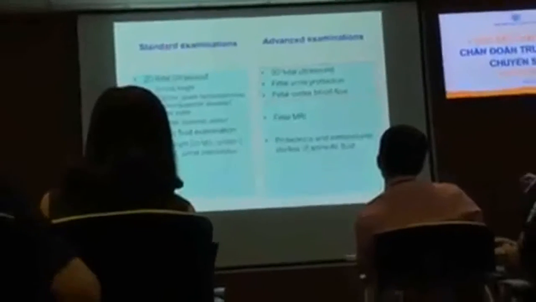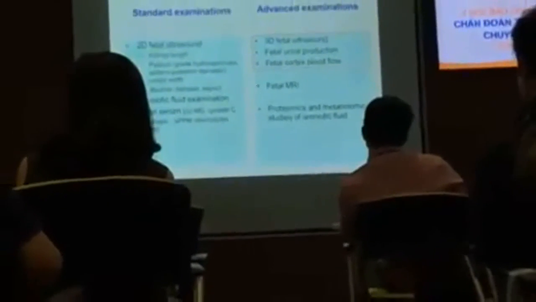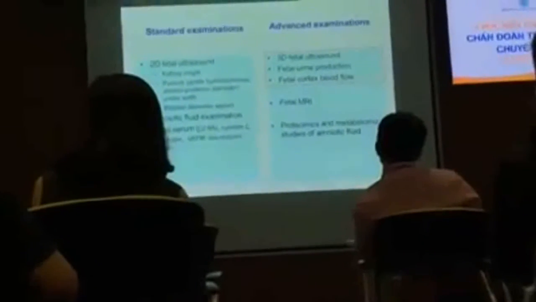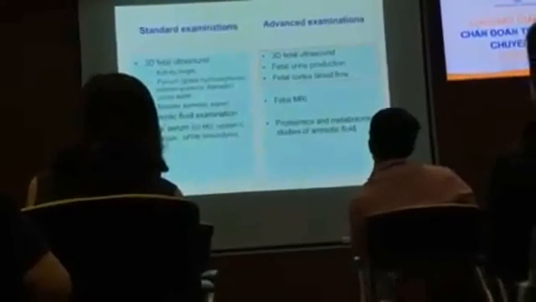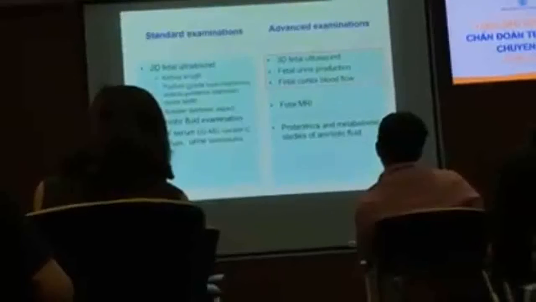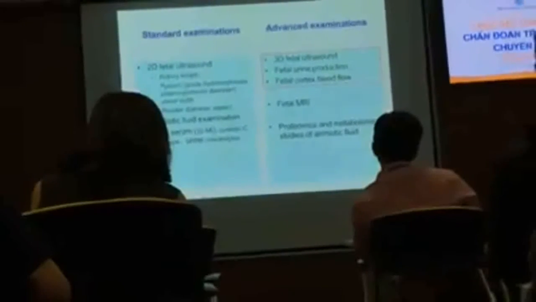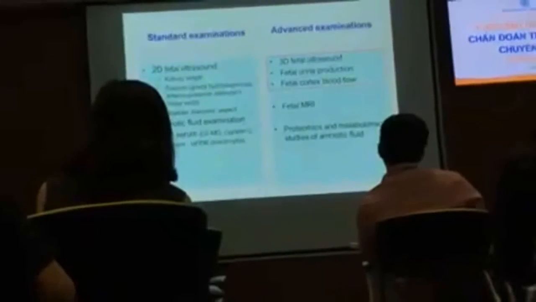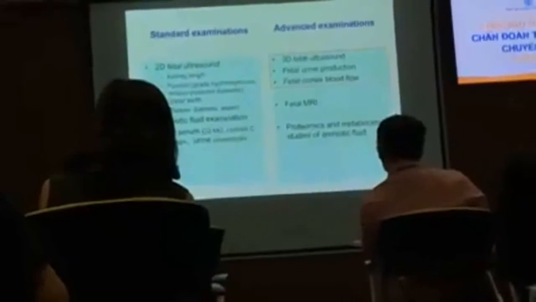So what is the standard examination? For now, we do prenatal diagnosis every day. The standard examination is a 2D fetal ultrasound. We need to see the kidney length, the grade of hydronephrosis, the anterior-posterior diameter, and the ureter width. And we need to see the bladder diameter and aspect. We need to see everything: bladder, kidney, and also amniotic fluid. We also can examine fetal serum and urine, but this is not routine. We seldom use a needle to get fetal urine to check.